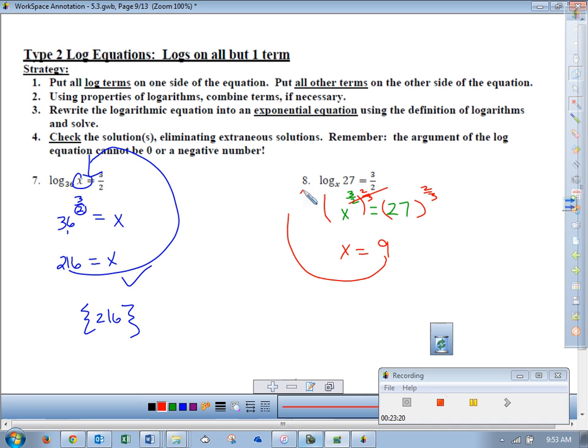No need to check. The base can be a negative number, right? This is not an argument right here. This is a base. That can be negative. The only thing that you're checking back in these things is this number must be positive. Being as how it's not a variable, your answer better work, right? So 9. Yep.